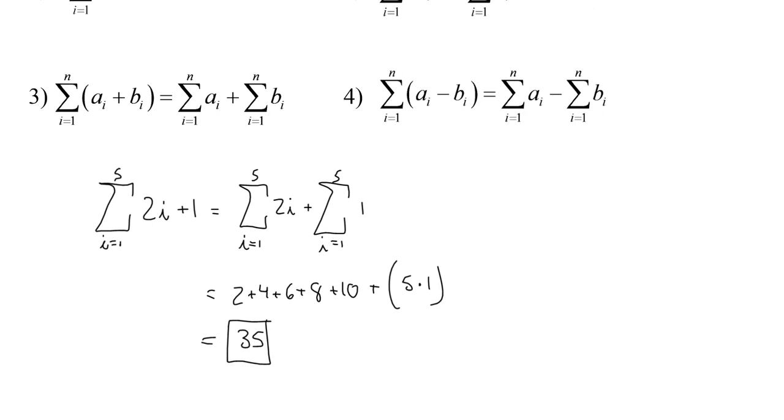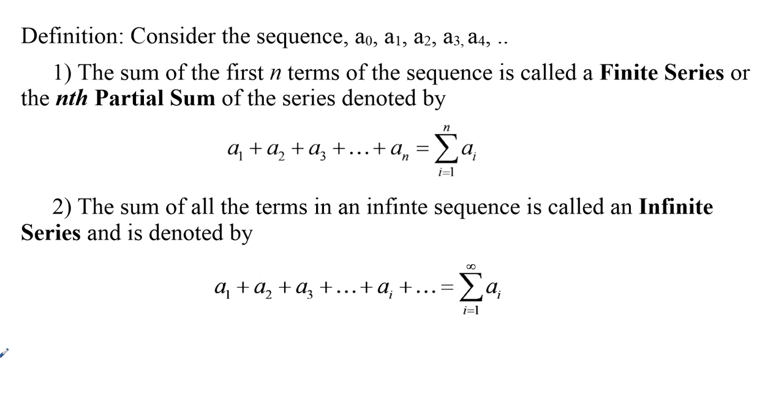All right, keeping it moving here. Finally, consider the sequence: a sub 1, a sub 2, a sub 3, a sub 4. Actually, the way I have it defined here, let's just cross this out because I have it defined as a sub 1 as our starting point. The sum of the first n terms of the sequence, a finite series, is the nth partial sum, denoted by this expression here. So the nth partial sum is the sum of the first n terms.